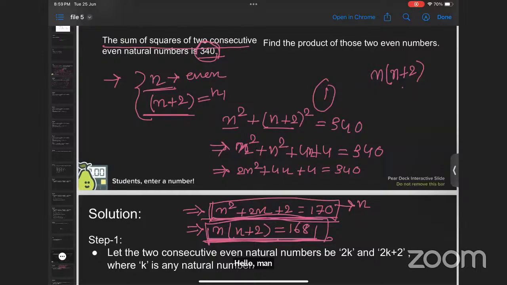Yes, ma'am, if you take 2k, to ensure first that it is an even number, and then you take n and n plus 2 instead of 2k and 2k plus 2, will it give a different answer or the same answer? No, no, no. It will be the same.